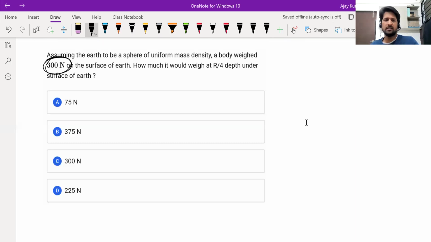So can any of you quickly tell me what concept this is based on? Which part of this chapter is this based on? Weight on the surface and weight at a depth. Where have we discussed all this? Okay, it is related to gravity at a depth. Gravity on surface, gravity at a depth. Based on that, you can tell weight. Try this, all of you. I'll give you all 2 minutes.